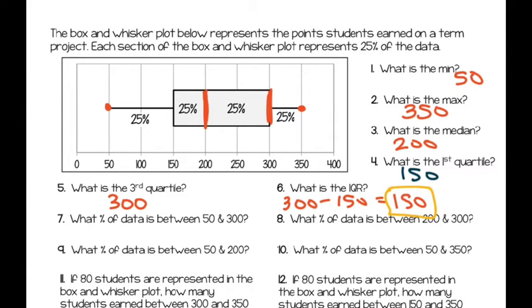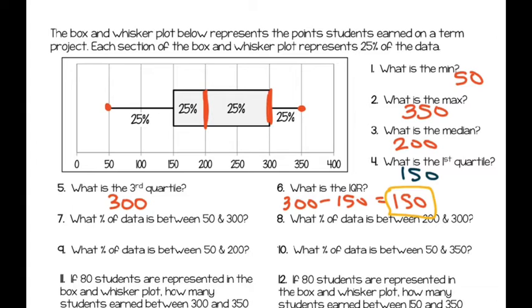Now, the next few questions are about the percentages. When we're talking about box and whisker plots, the only percents we can ask you about are 25, 50, 75, 100%. We cannot ask you about 30% of the data or 85% of the data. We can only ask you about the 25, 50, 75, 100.